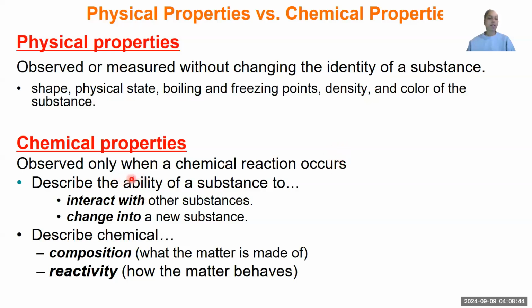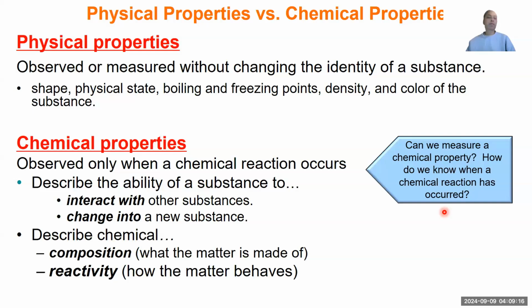Chemical properties are only observed when a chemical reaction occurs, right? And these describe the ability of a substance to interact with other substances or change into new substances, right? And they also help us to describe the chemical composition, like how many atoms there are in a given compound, right? What is it made of? Or how does it react when it comes near another type of element? We can't necessarily measure a chemical property, but how do we know when a chemical reaction has actually occurred?